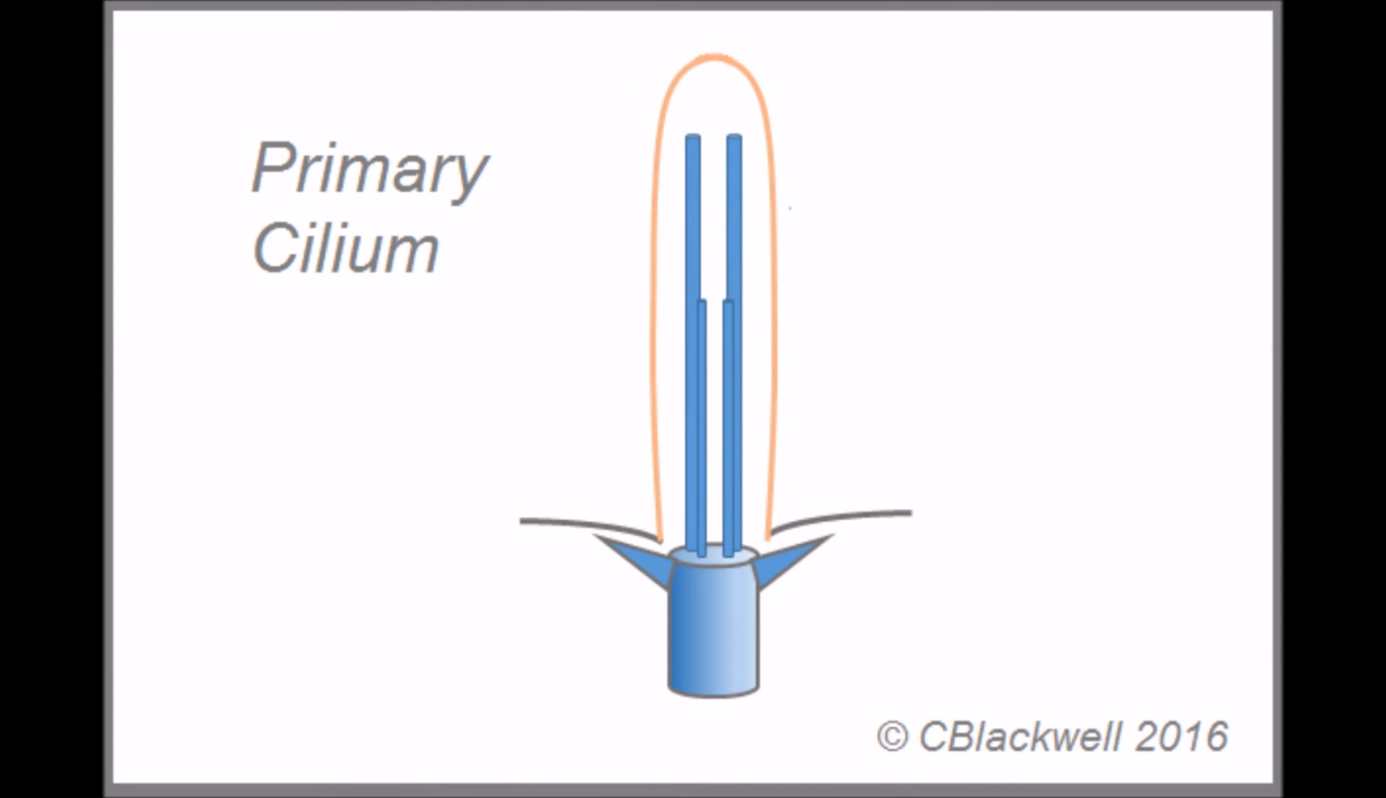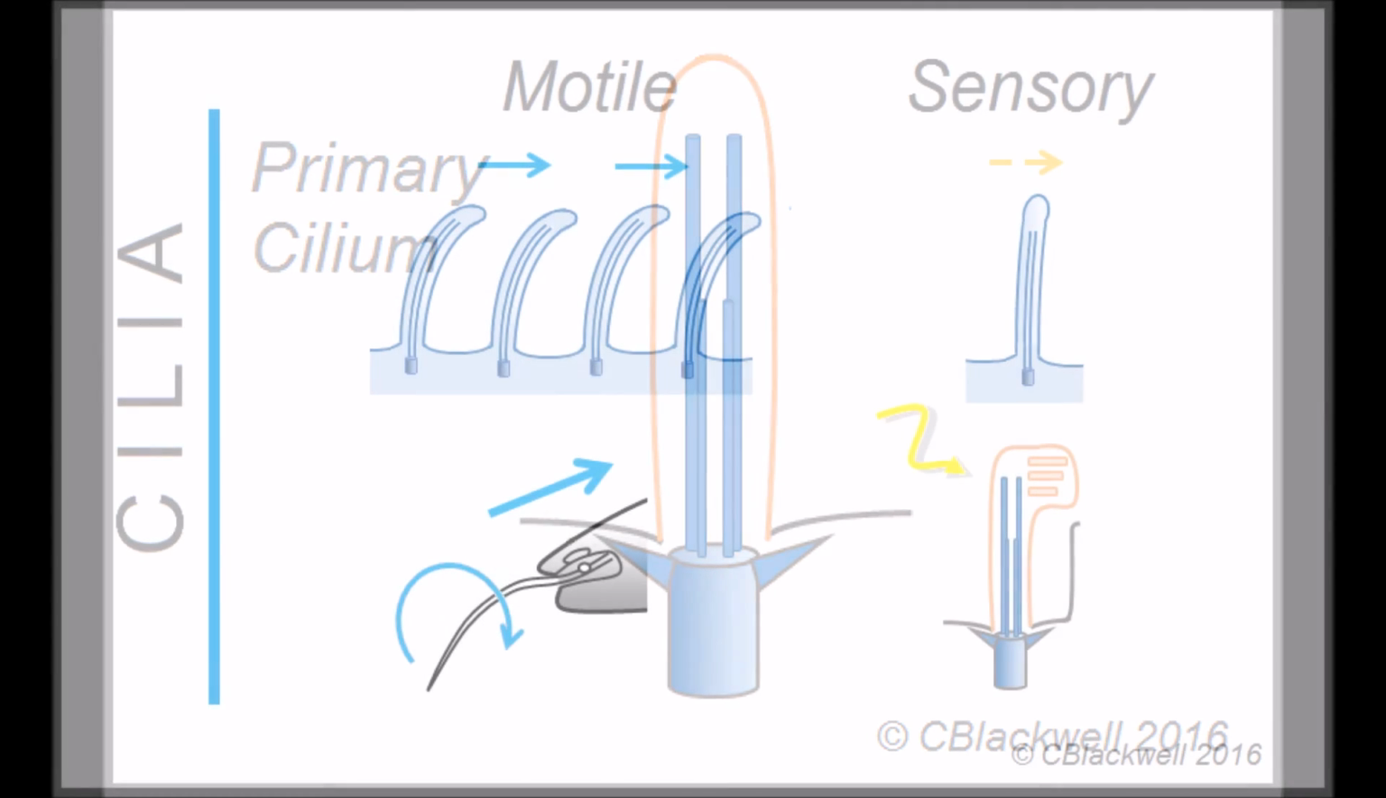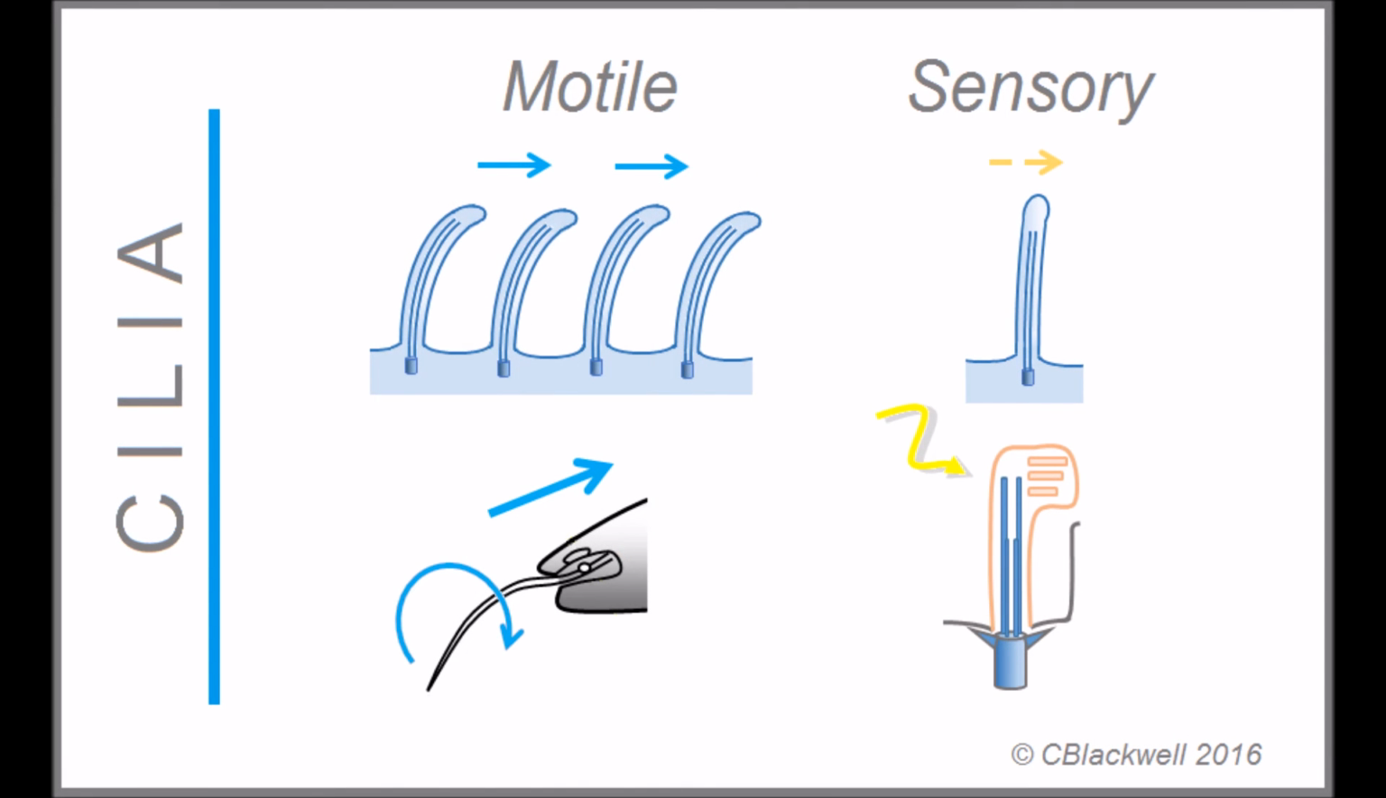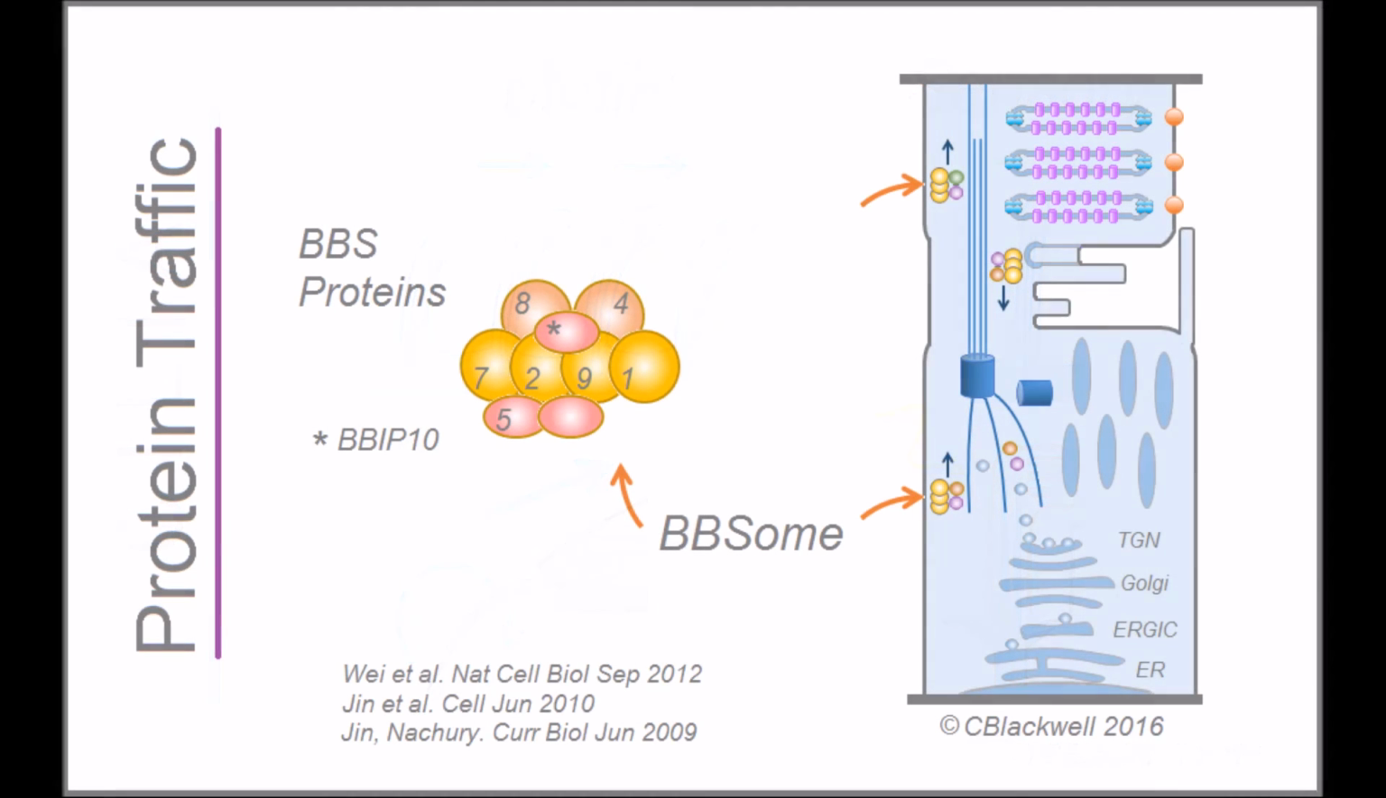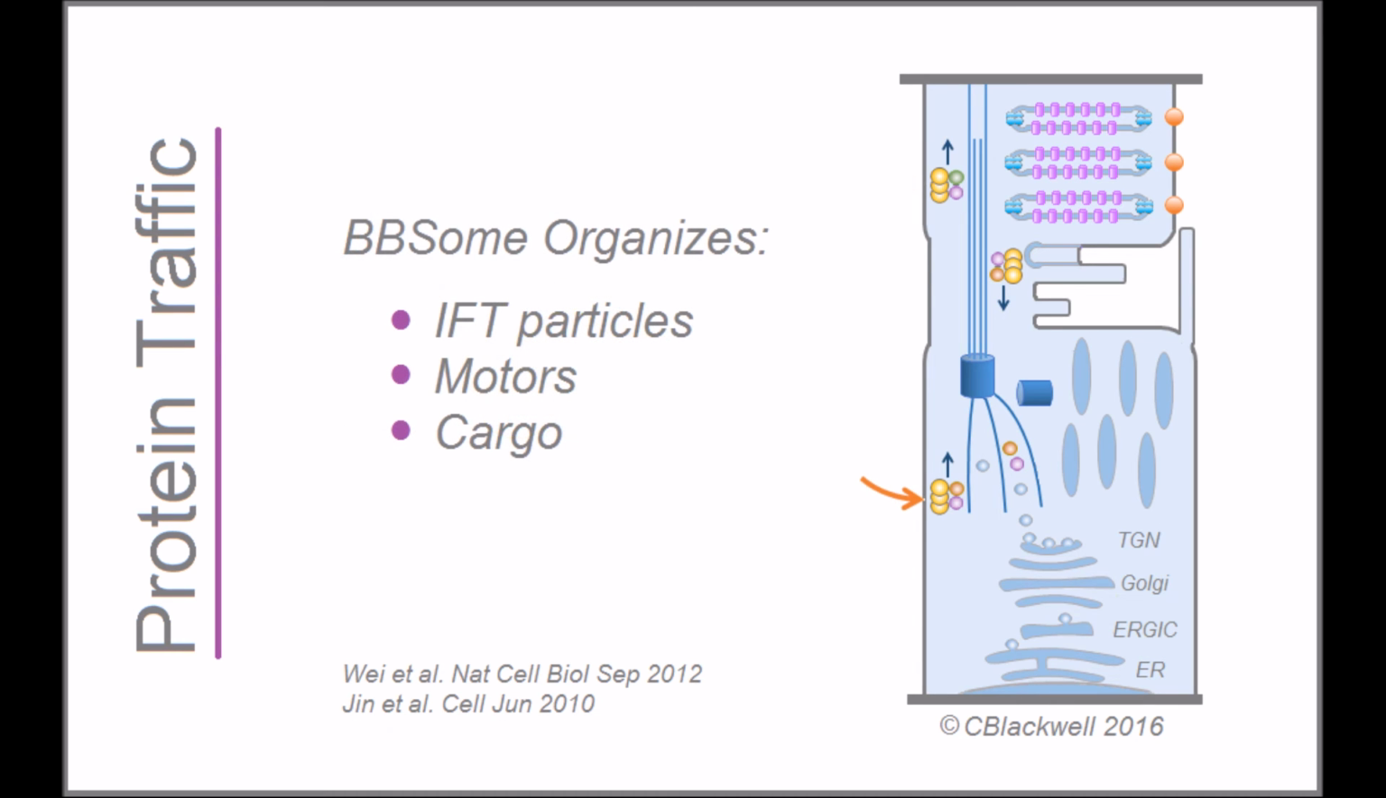In the photoreceptor video, we discussed that most, that is, almost all, mammalian cells have cilia, a specialized projection from the cell which they use for different functions. One type is for motility, and the other is sensory. The BBSome is a multi-part protein complex that is partly responsible for organizing intraflagellar transport. At the base of the cilium, the BBSome assembles the IFT proteins, the motors, and the cargo for transport up and down the cilium.